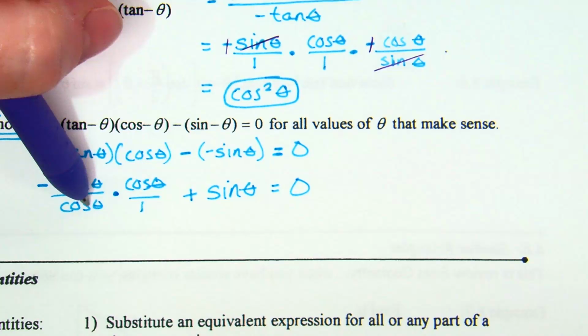And what do we know? Cosines cancel. Negative sine theta plus sine theta. Does that work? Are we at a point we can stop now? Yeah, negative sine theta plus sine theta equals 0. You're there. If you want to go that one more step, you can say 0 equals 0. Okay, however you want to do it, but that definitely checks.